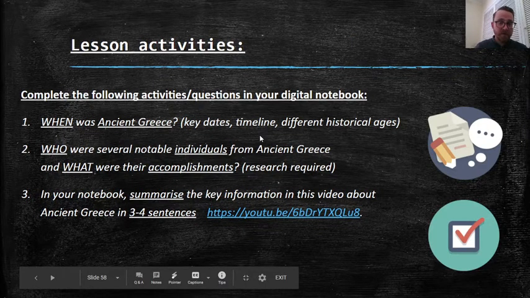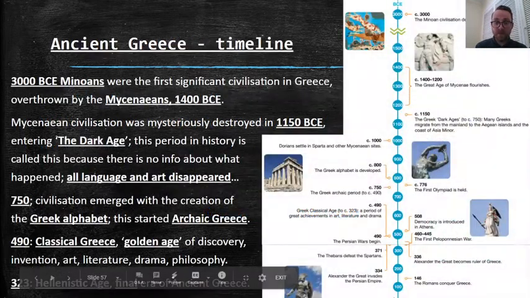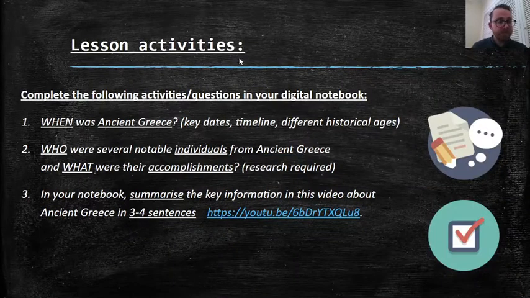So 2 key dates there. Maybe mention some of the different historical ages, some of the key events. It doesn't have to be super detailed, just a couple of sentences explaining when was ancient Greece. If someone off the street asked you, didn't know anything about ancient Greece, and they said, when was ancient Greece? What would you say to them? You probably wouldn't say all of this, but you probably wouldn't also just say that. So 2 or 3 sentences.